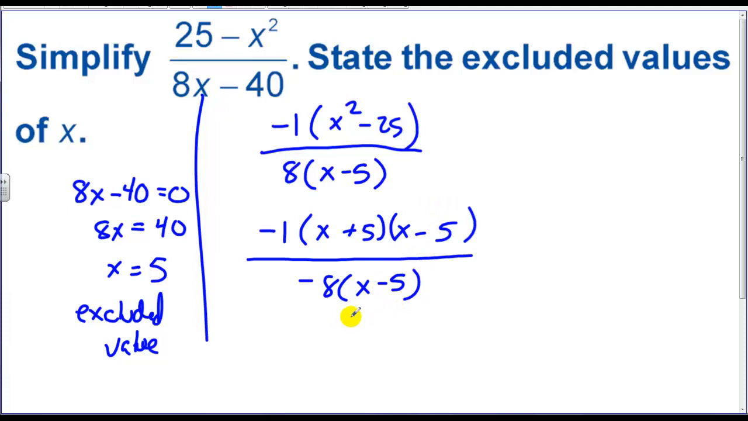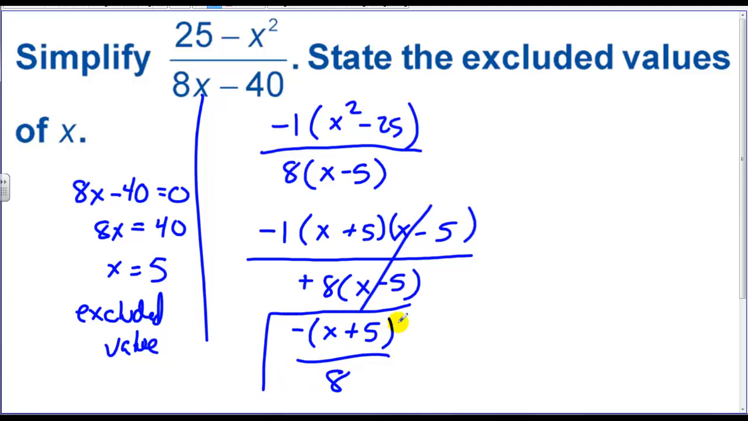Any common factor over itself reduces. So I'm left with negative quantity x plus 5 over 8. And that's my reduced fraction with an excluded value of x equals 5.